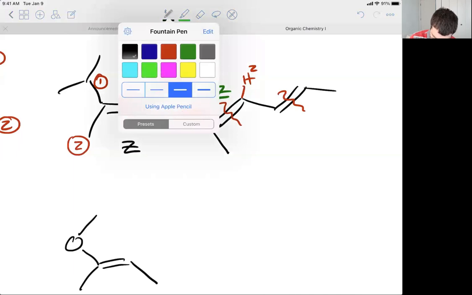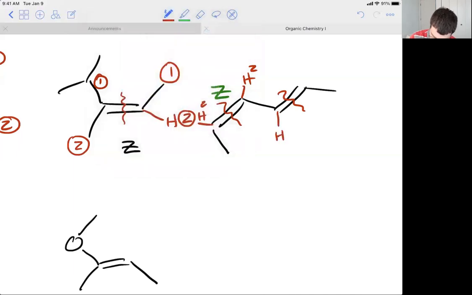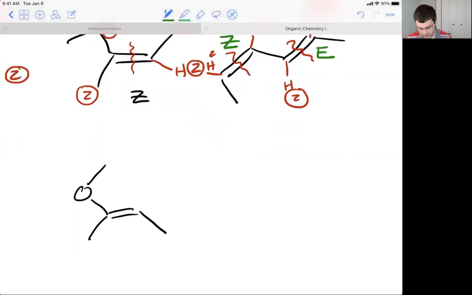Now for the other carbon-carbon double bond, we have 2 hydrogens. Both of them are the 2 priority and they're on opposite sides. So that appears to be E. I'm going to put that E close to the alkene so I can tell which is E and which is Z for the 2 alkene system.